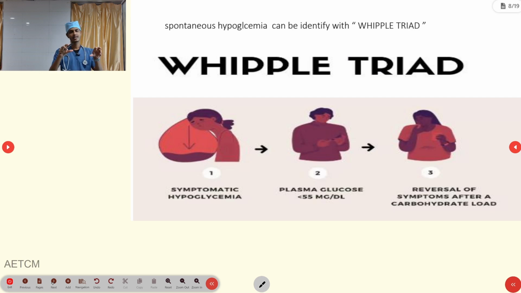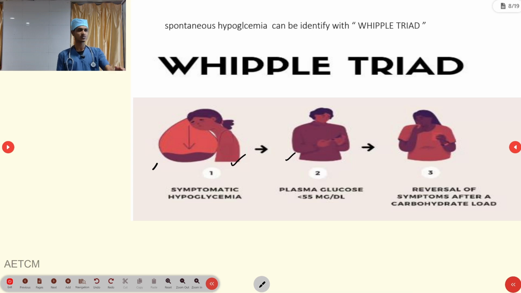We said we will see only two, either reactive or spontaneous. To differentiate, we have a triad called Whipple's triad, which consists of three things. First, the person shows symptoms of hypoglycemia, meaning you will see tachycardia, palpitation, diaphoresis. Then you check the plasma glucose level, better with a glucometer or field glucose test, where you find the hypoglycemia. So first is a symptom, second is a sign. Ultimately the person fulfills the two criteria.